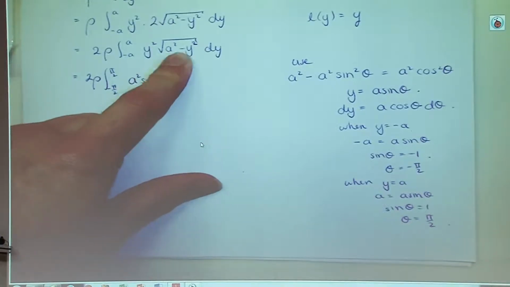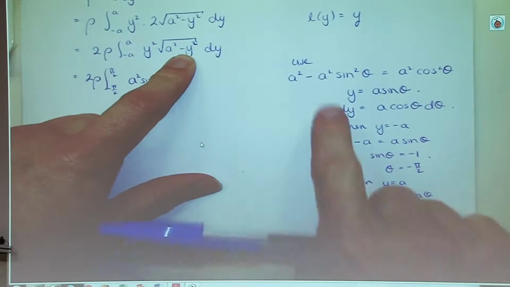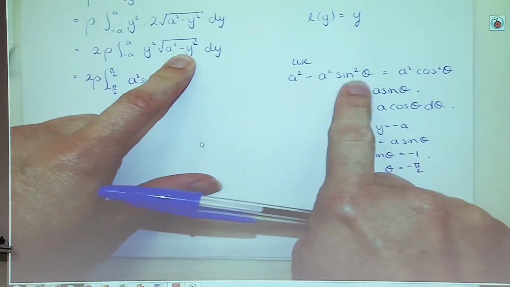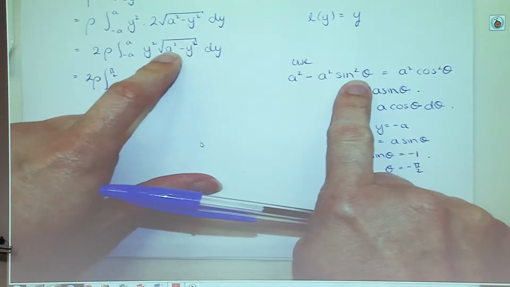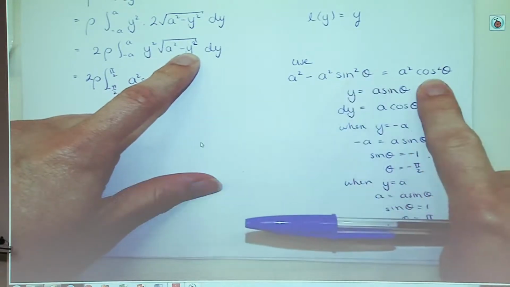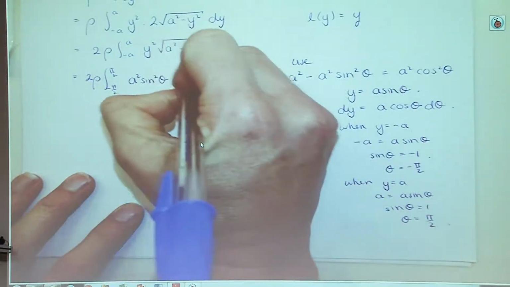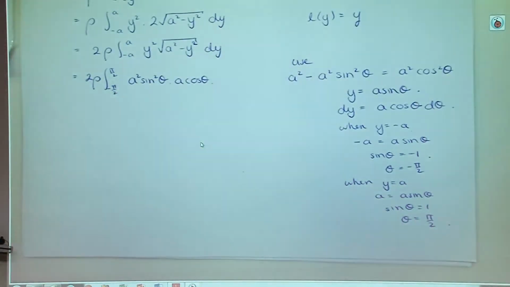a squared minus y squared, that's this here, right? a squared minus, and this is y squared. So I can replace this whole bunch of stuff under here by a squared cos squared, and then I'm going to take the square root. a cos theta. Is everyone happy with that? Did a couple of things at once.